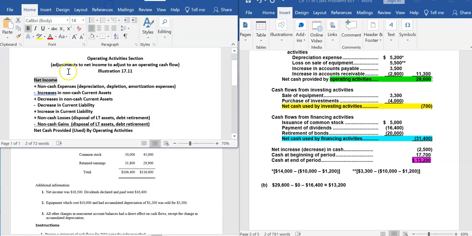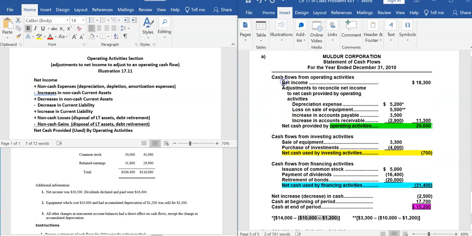So we backed into our depreciation expense, and our cheat sheet tells us to add back that depreciation expense to net income. Here we go. Here we see that $5,200 being added to net income. The second thing we need to look for are increases and decreases in non-cash current assets.